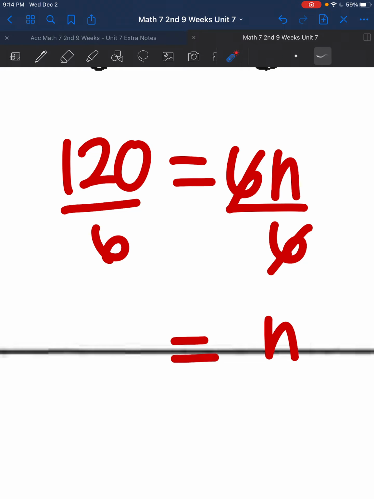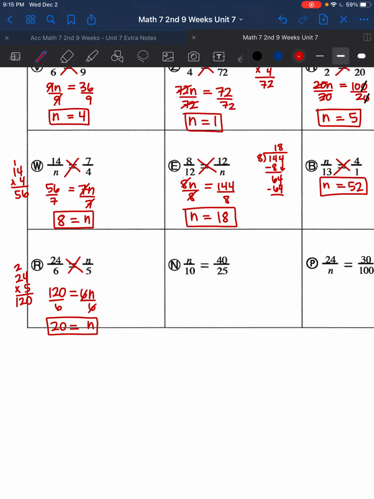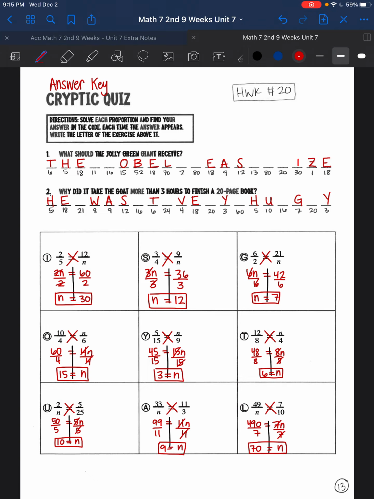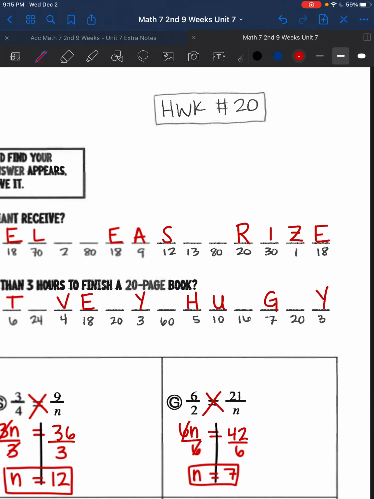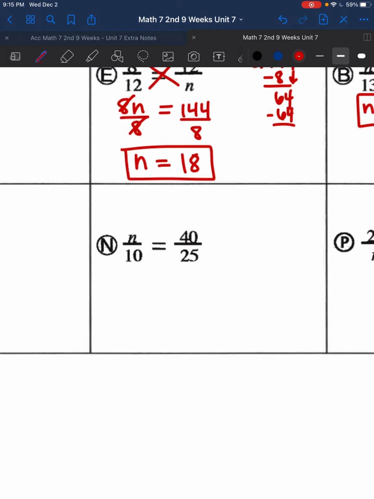To get that n by itself, divide by 6 on both sides. So n equals, well, 6 goes into 12 2 times. So I'm just going to add a 0 to that. So n equals 20. And that is our answer. So anytime I see 20, I'm going to write the letter R. Okay, I think that's the only one that I see.